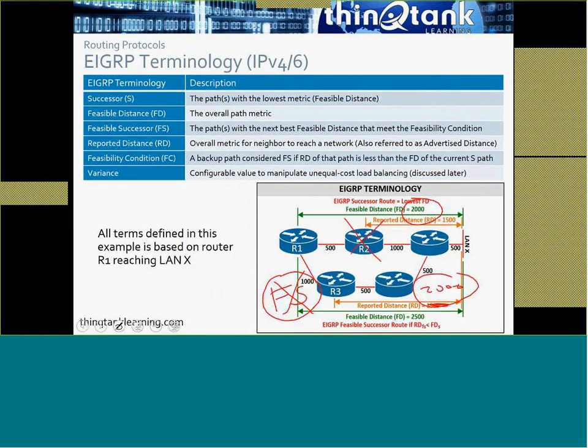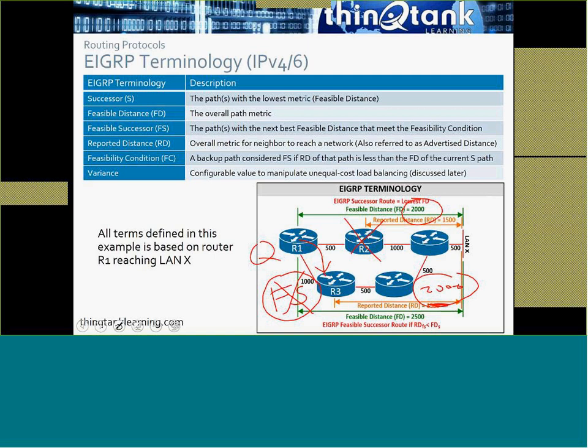Because if R2 fails here, or anything along that path fails, because R1 doesn't have a feasible successor, it knows that the path through R3 exists, but it didn't meet the condition. R1 sends a query to R3. That is one of our message types. R1 sends a query to R3 and says, hey, I lost my best path. You're reporting a path. I didn't know if that path was part of my original path or not. So tell me, do you still have a path to network X?